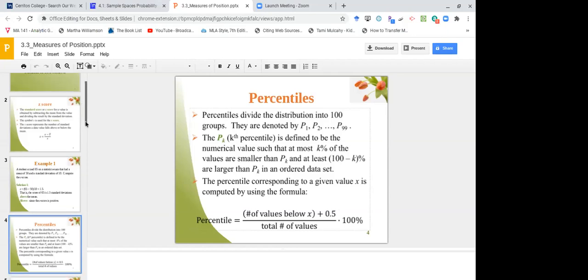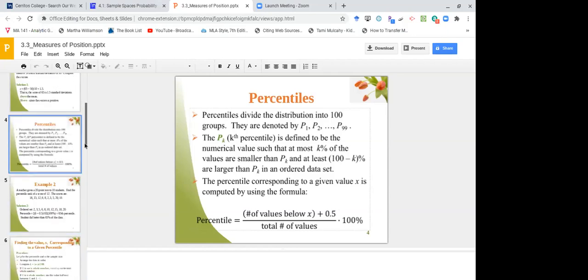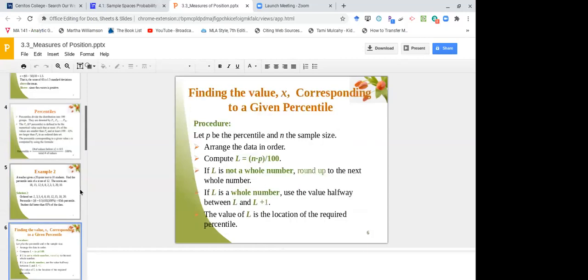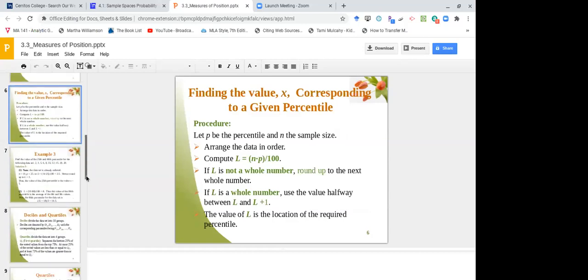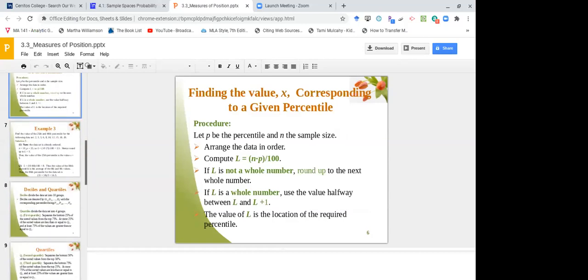Another measure that you're going to be talking about is the percentile rank, not the percentile. So you've been given the percentile. You need to find the number that is in that position. So you can talk about the percentile rank, or you can talk about the percentile. Again, the formula is there for you.